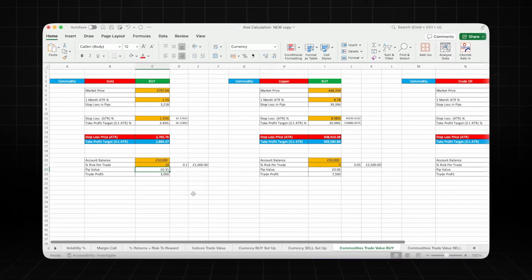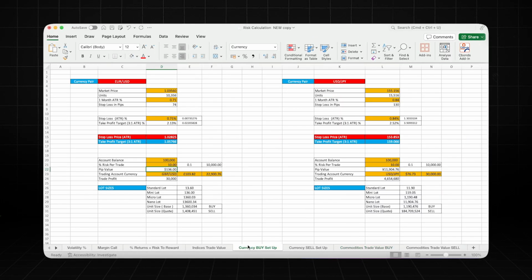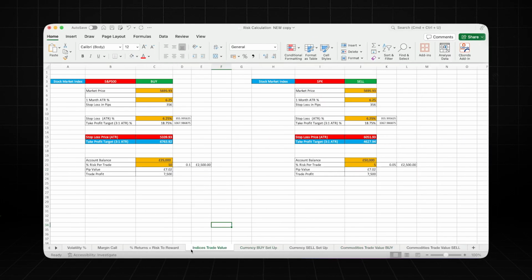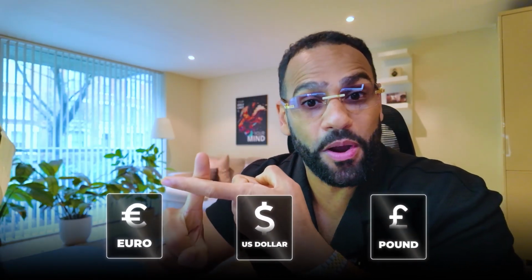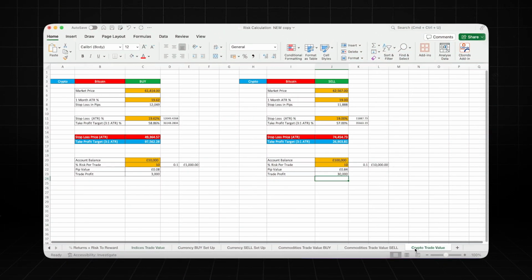So this spreadsheet gives you the calculations for commodities, for currencies, for stock market indices, okay? And it shows you how much the volatility is. In this tab here, you get everything, all the US dollar pairs, all the euro pairs, all the pound pairs, okay? All the stock market indices volatility, all the commodities and cryptocurrencies like Bitcoin as well. So if you're trying to trade, you know how much to place on the trades, automatically done for you.